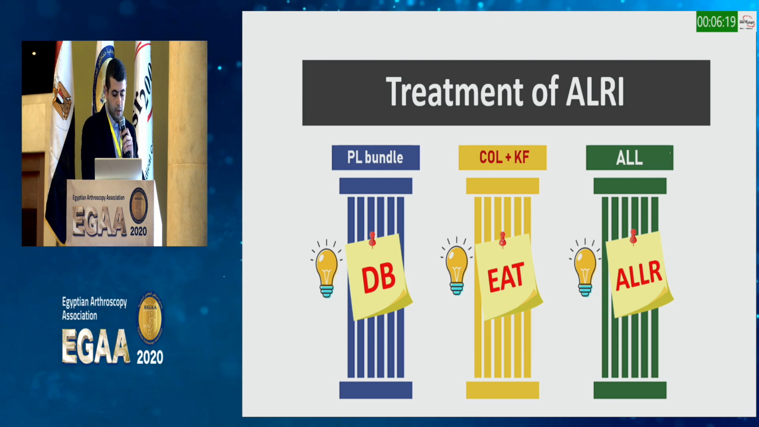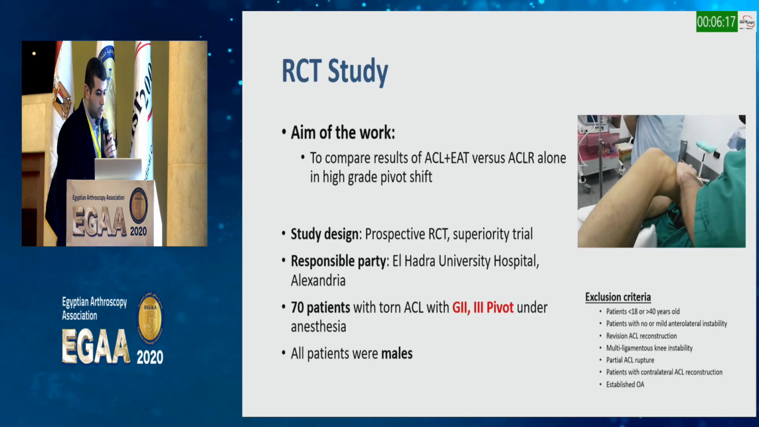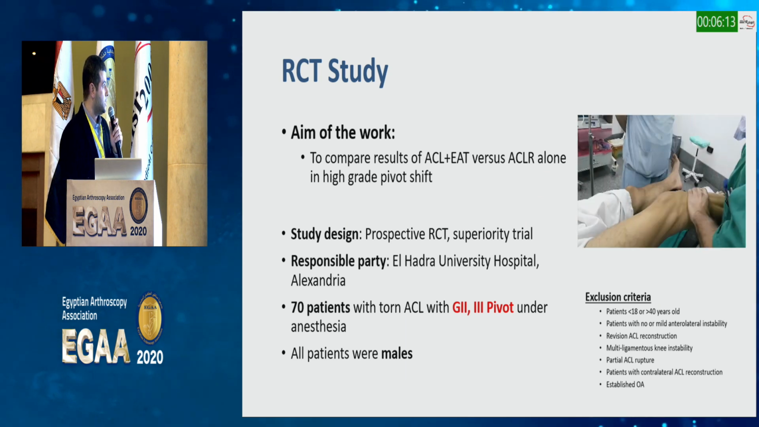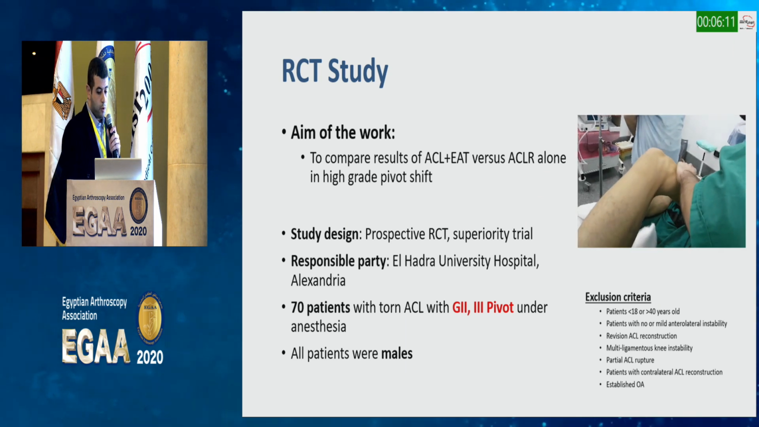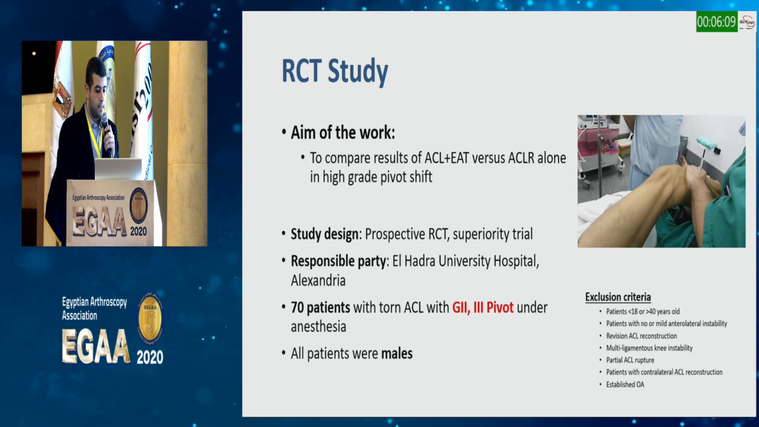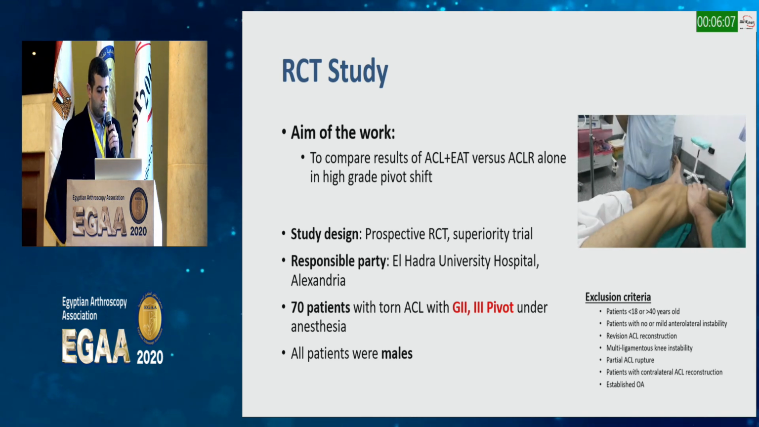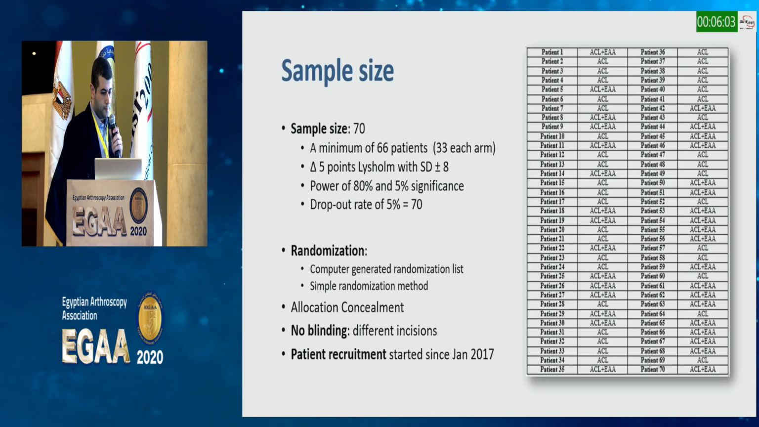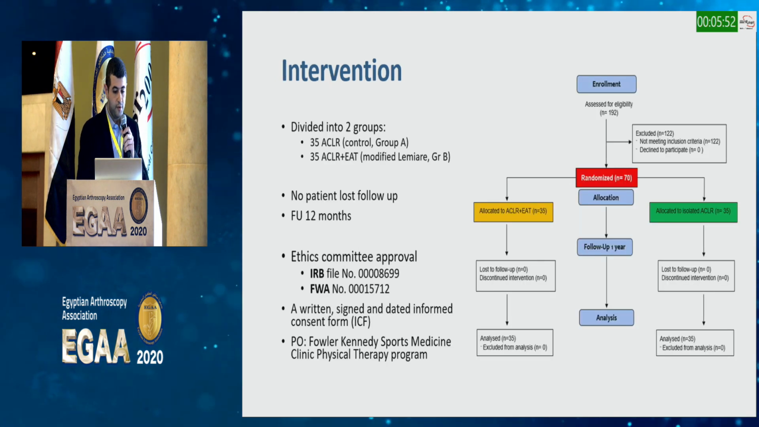We believe in extra-articular tenodesis, so we did a randomized controlled trial to compare ACL with extra-articular tenodesis versus ACL reconstruction alone in patients with grade 2 or 3 pivot shift under anesthesia. It was a prospective randomized controlled trial done at Alexandria University. All patients were male. Patients were randomized using a computer-generated randomization list. There was no blinding due to different incisions, and patient recruitment started in January 2017.